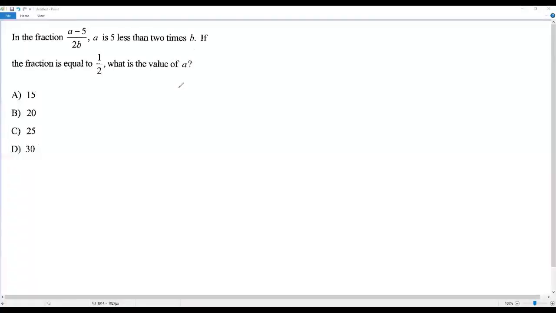Here we have a SAT math question. Okay, let's go with the information. In the fraction (a − 5)/(2b), a is 5 less than 2 times b. If the fraction is equal to 1/2, what is the value of a?